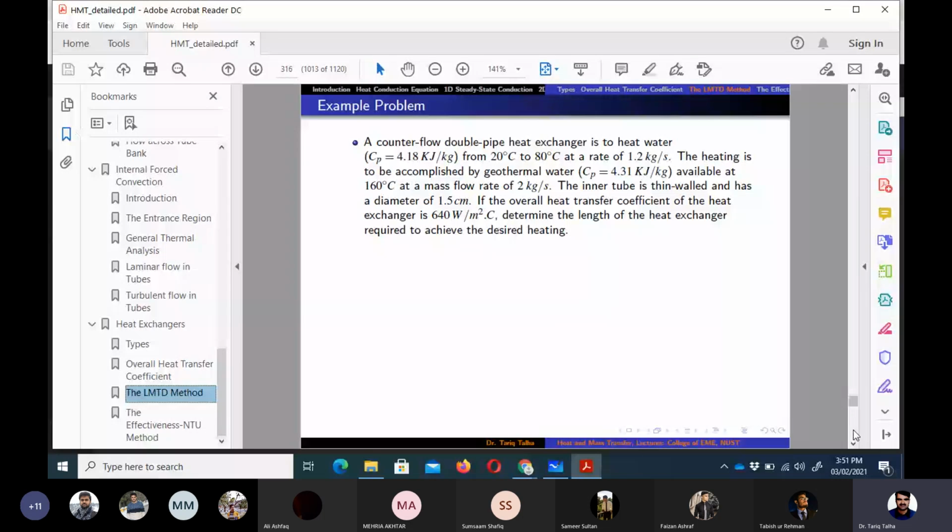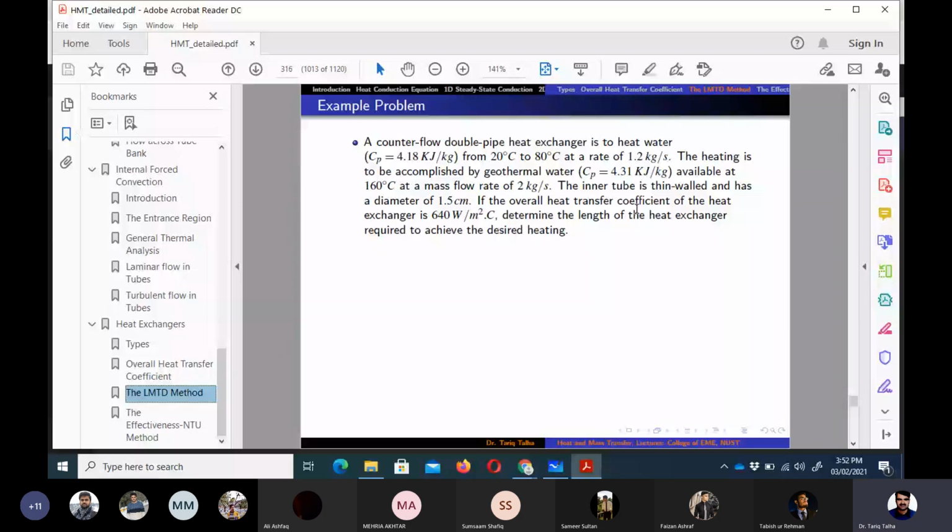Now, when we say that the inner tube is thin walled, it means that we are going to ignore the conduction resistance of the pipe, because for that pipe there is no K value given. The thermal conduction resistance for the pipe is natural log of d outer upon d inner divided by 2 pi KL. So when we say that the inner tube is thin walled, we are going to ignore the thermal conduction resistance.